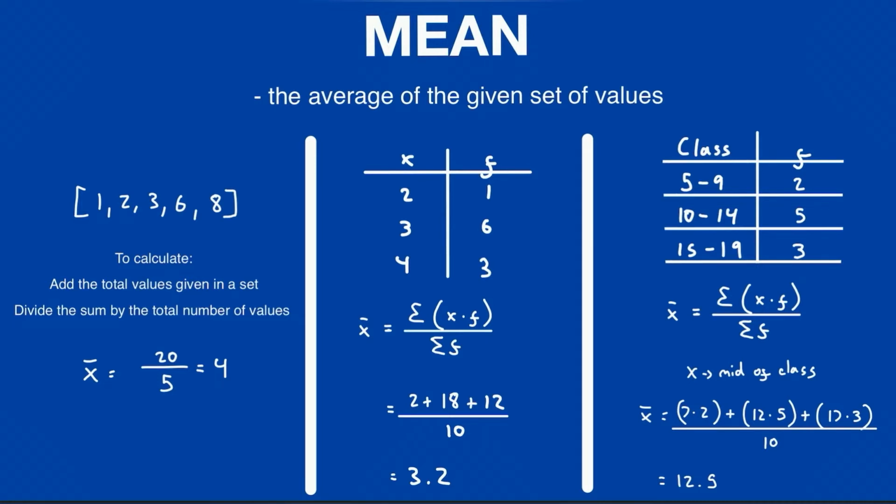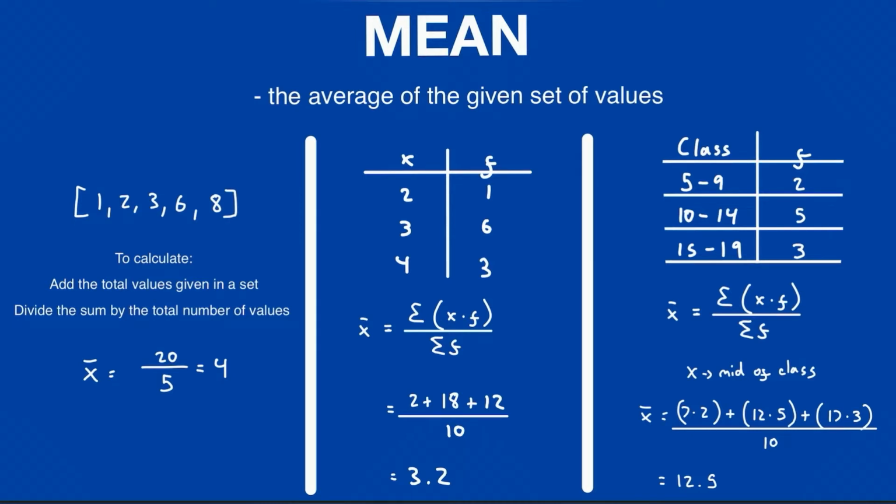So if I were to do this, 2 times 1 is 2, 3 times 6 is 18, and 4 times 3 is 12. If you were to add all this, you get 32. And the sum of the frequency is just the sum of these numbers, which is 10. So 32 divided by 10 is 3.2, which is the mean for this example.